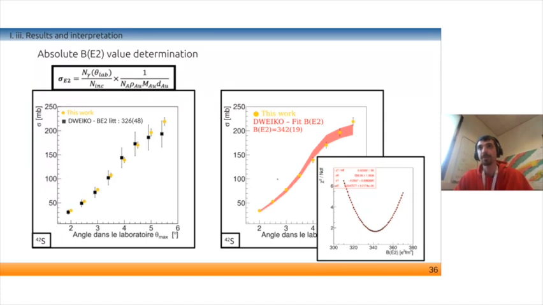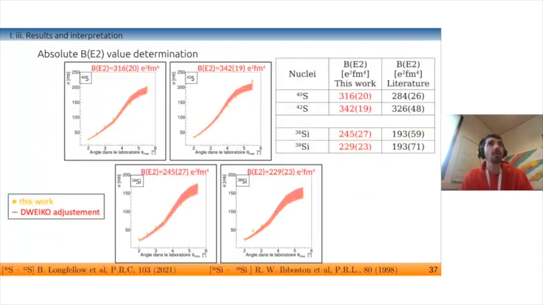That leads us to a chi-square minimization, and so a central BE2 value. We did this for all the 4 nuclei that we had as benchmark and as nuclei of interest, so for the sulfur isotopes and for the silicon isotopes. And here you have the table that summarizes all the different results, where we can see a good agreement between literature values and this new work's values.